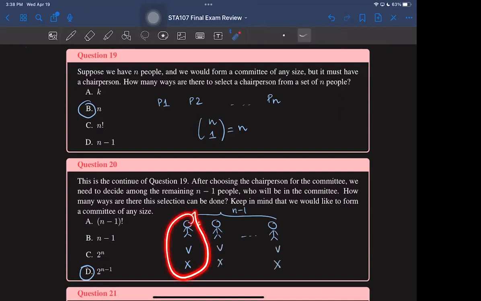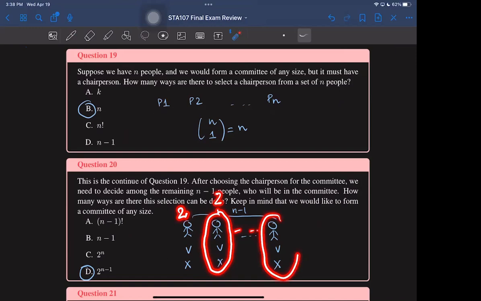So first you look at this one and you decide whether they are in the committee or not. There are two possible situations. In step 2, you look at this person and there are only two choices. They are either in the committee or not in the committee. And you do that up to step n minus 1. Since they are sequential steps, you use multiplication and you would have 2 times 2 times 2, n minus 1 times. Therefore, it is 2 to the power of n minus 1. Does this make sense?